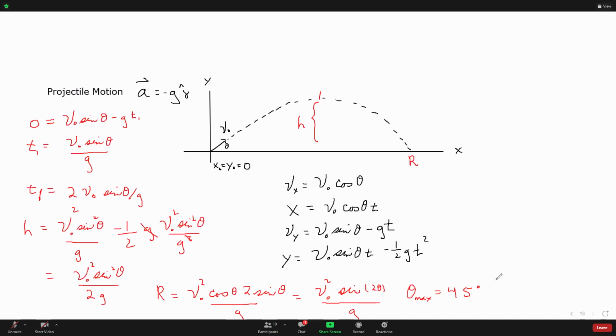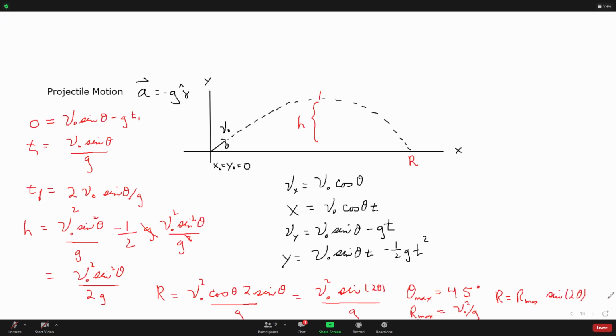Okay. Now, there's another thing that I'm going to derive from this that is extremely useful. So theta max is 45 degrees, but what is R max? R max is actually v0 squared over g, isn't it? So that means I can rewrite R, if I like, as R max times the sine of 2 theta.